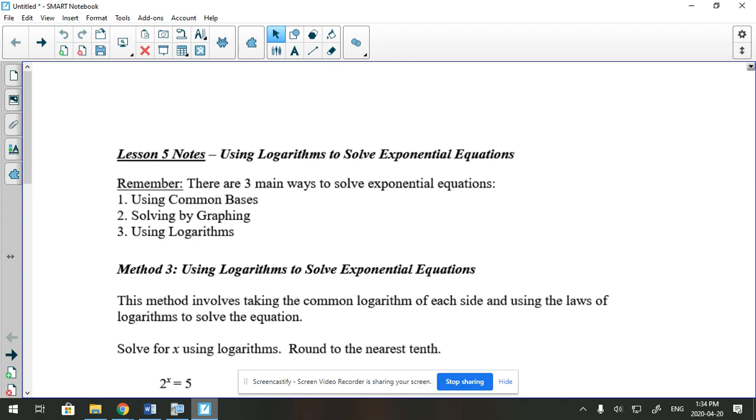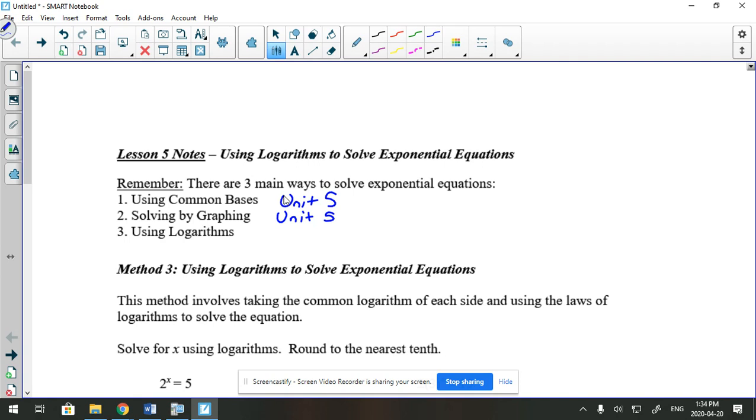So remember there are 3 main ways to solve exponential equations. We talked about using common bases in unit 5. That's probably one of the quickest ways to do it, but it won't always work because you can't always have common bases set up so perfectly. We also did it by solving by graphing in unit 5, where you graphed each side of the equation, the left-hand side and the right-hand side, and you saw where they intersect in your calculator. And you can also solve exponential equations that way.